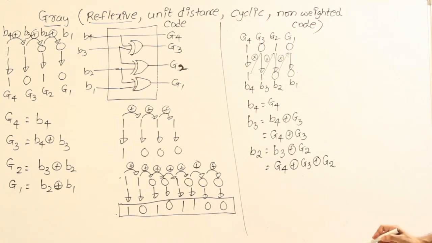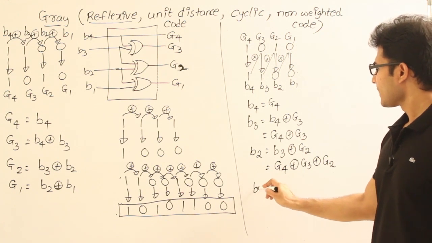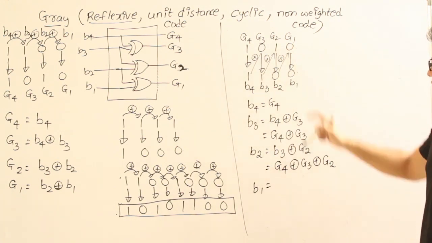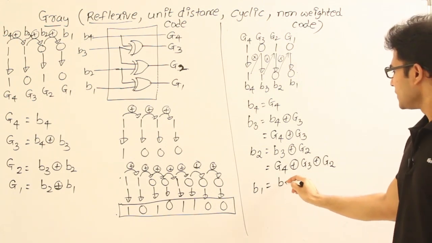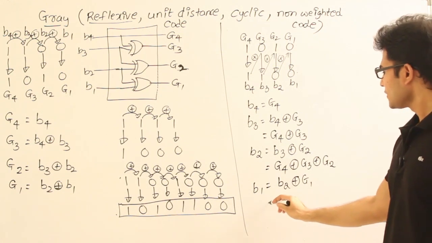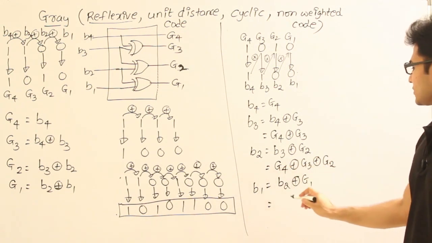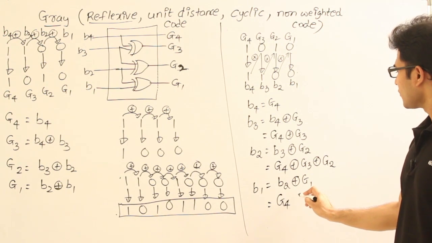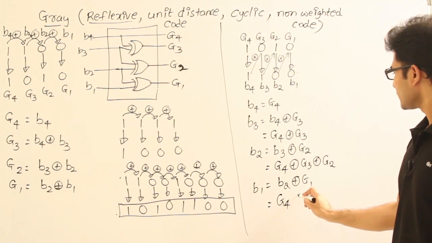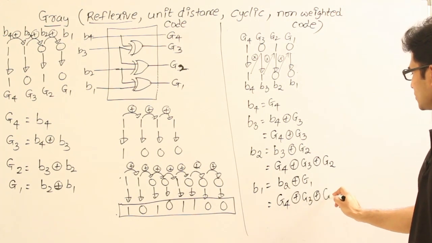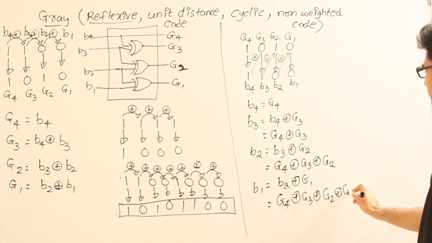This is B2. And what about B1? Check this. B1 is B2 exclusive OR G1. B2 exclusive OR G1, right? Now what is B2? B2 is all this, which is nothing but G4 exclusive OR G3 exclusive OR G2 exclusive OR G1. Got it?